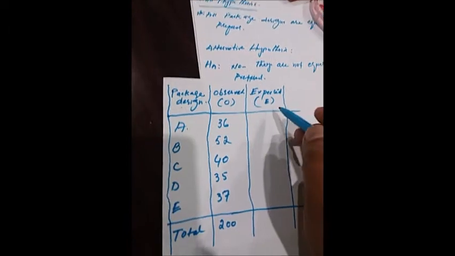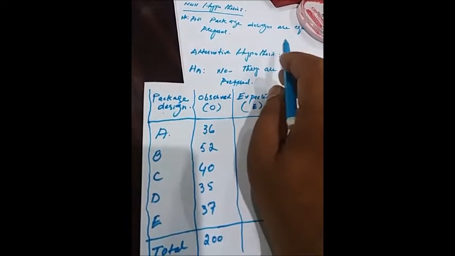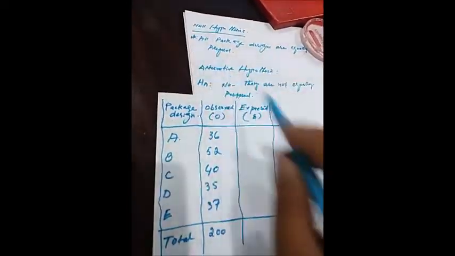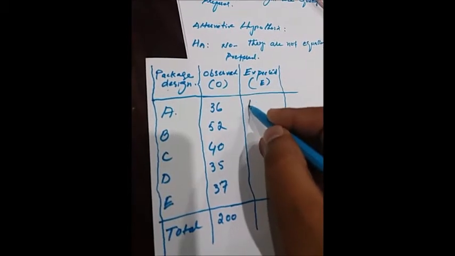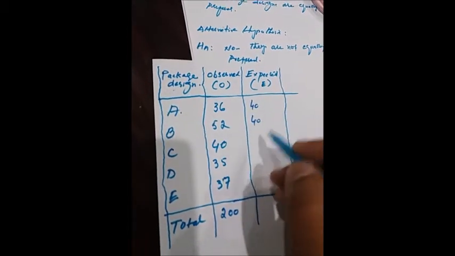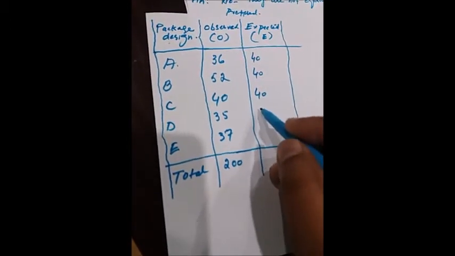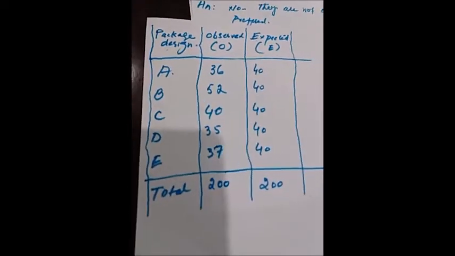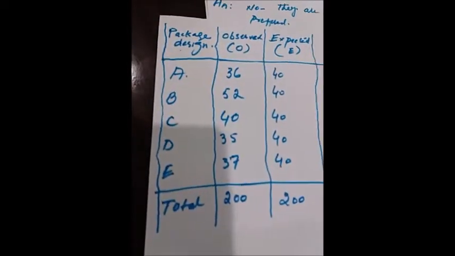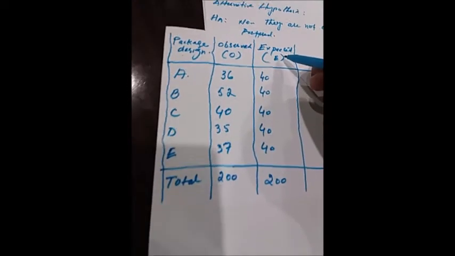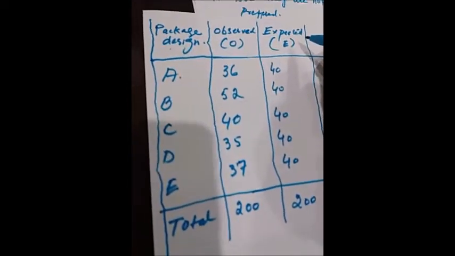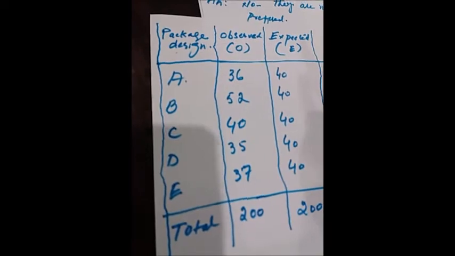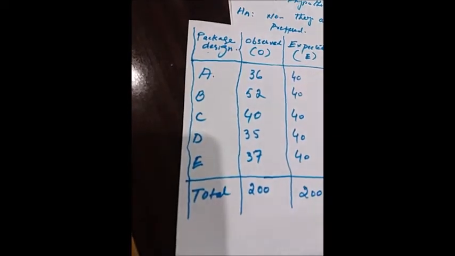Now the expected values. Under the null hypothesis, all package designs are equally preferred. So it means 40 for A, 40 B, 40 C, 40 D, 40 E, total 200, equally preferred. There is no significant difference between package designs. The expected values were that all the designs must be equally preferred.